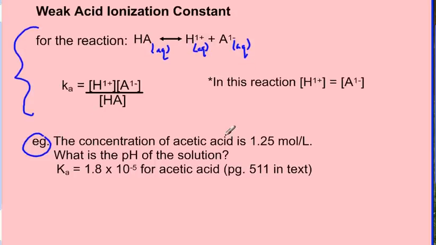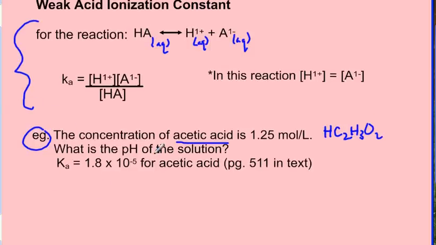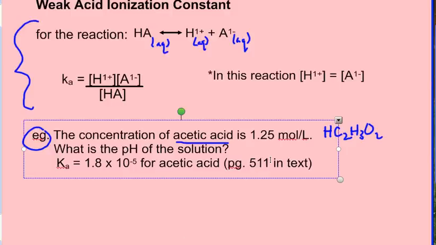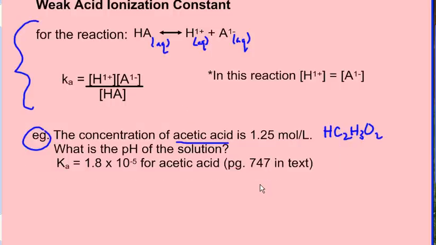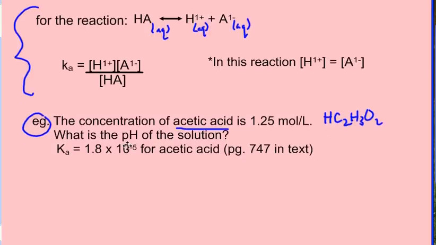In this problem, the concentration of acetic acid, which is HC2H3O2, is 1.25 moles per liter. What is the pH of the solution? If you're working on a problem like this, you need to make sure you reference your textbook. It's not page 511, it's actually page 747, believe it or not. There's a table with Ka values for a bunch of different acids. So I looked up this Ka value in the textbook.